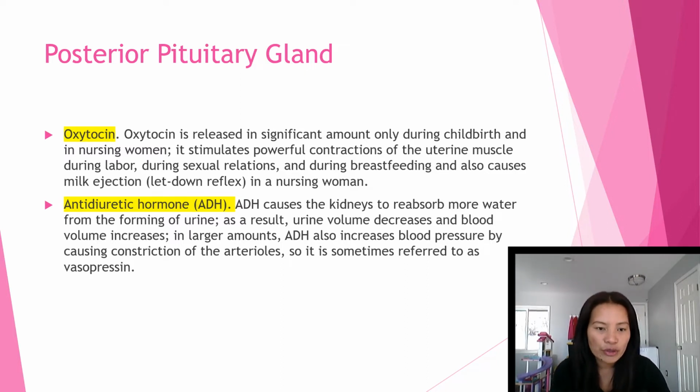So ADH, or antidiuretic hormone, causes the kidneys to reabsorb more water from the forming urine. As a result, urine volume decreases and blood volume increases. In large amounts, ADH also increases blood pressure by causing constriction of the arterioles, so it is sometimes referred to as vasopressin.